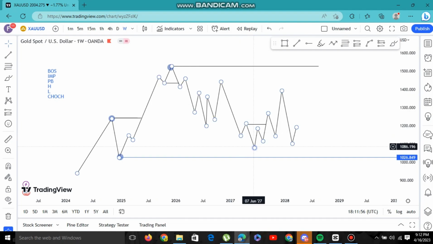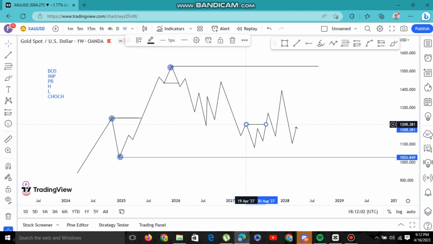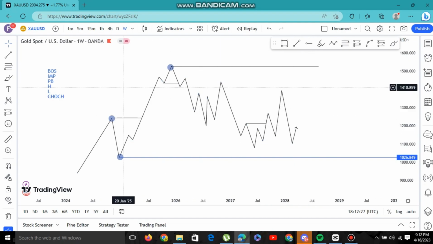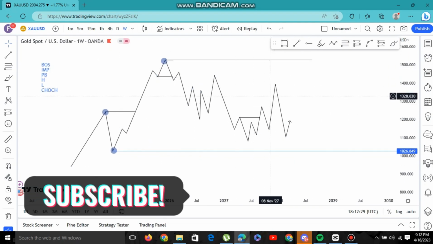Now I want to know when the pullback is about to end. I'll check my choke. If I want to know when the pullback is about to end, I'll look for my choke. Once I see choke, then I know that the market has started to change even before the break of structure, because break of structure will happen from up here when the market strikes to the upside and breaks here. But see what you'll be missing.